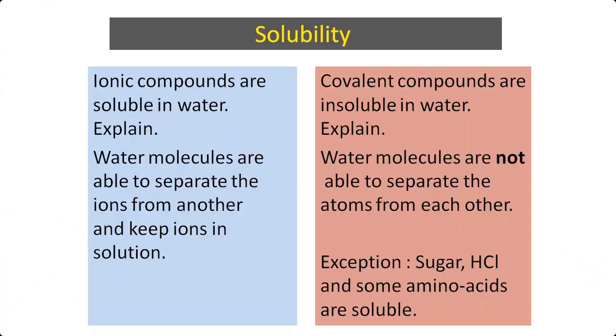Let's make a comparison between ionic compounds and covalent compounds according to solubility. The first thing you should know is that ionic compounds are soluble in water because water molecules are able to separate the ionic compounds into their ions. But for covalent compounds, the water molecules are not able to separate them. And for sure we have some exceptions like HCl and sugar.